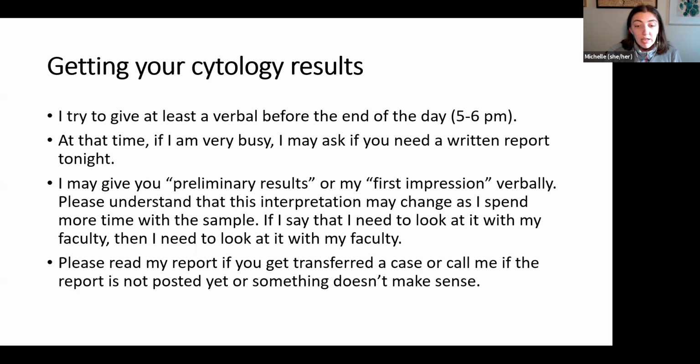And then this side's more for residents, but please read my report if you get transferred a case, or call me if the report's not posted yet or something doesn't make sense. Sometimes people get transferred cases and they just read the transfer report and there's something missing, but it's right there in my cytology report. So if there is any confusion, please read the cytology report.